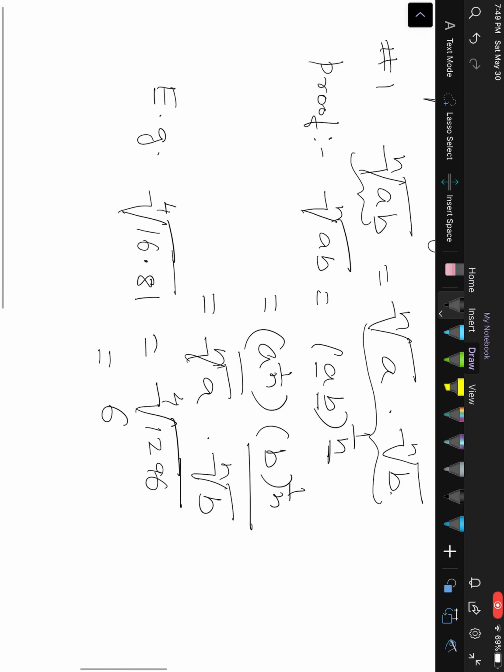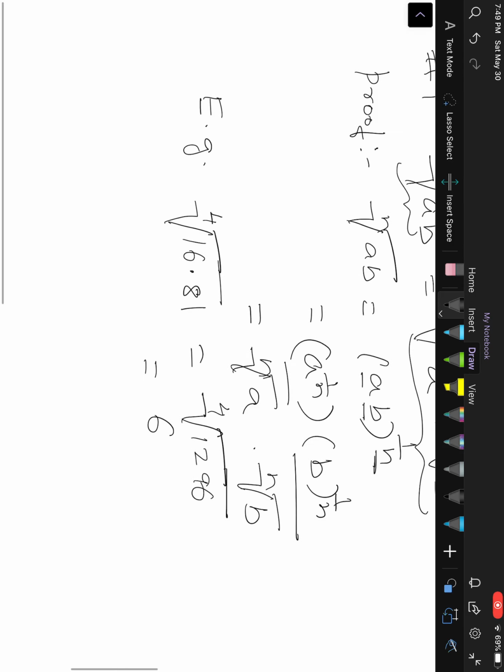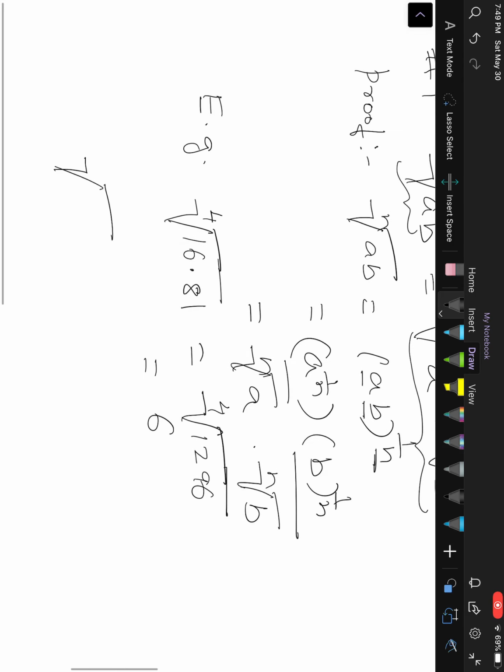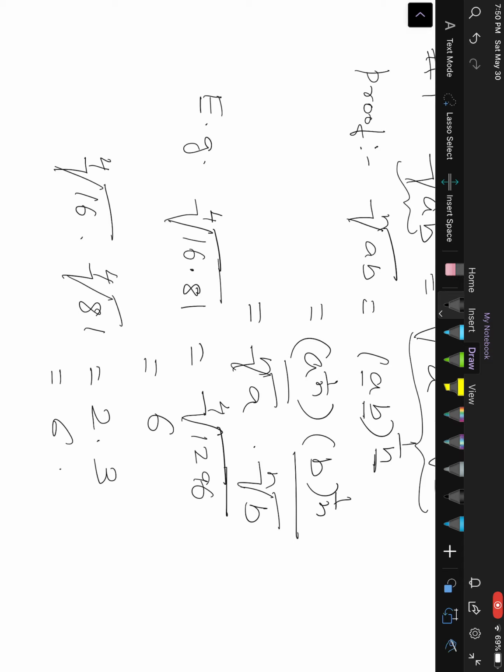So now I will apply this method, that is our RHS method. So that would be 4th root of 16 times 4th root of 81. The 4th root of 16 is the number that when raised to the power of 4 gives you 16. That would be 2. And the number that when raised to the power of 4 gives you 81 is 3. So 2 times 3 is 6.